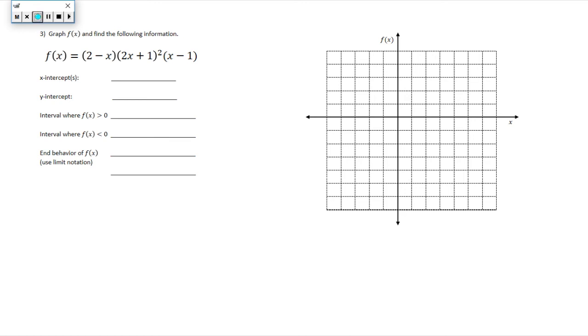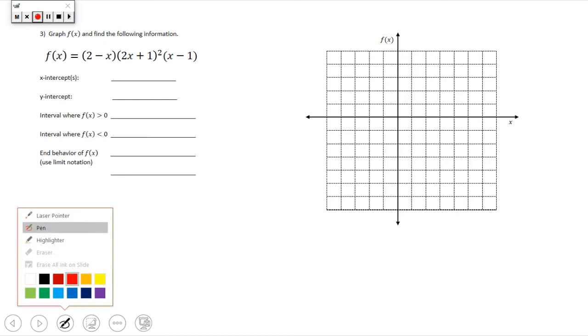Well, we definitely will need the graph to help us answer these other questions about when is the function positive, meaning when is it greater than 0, and when is it negative, less than 0. So let's get into this one.